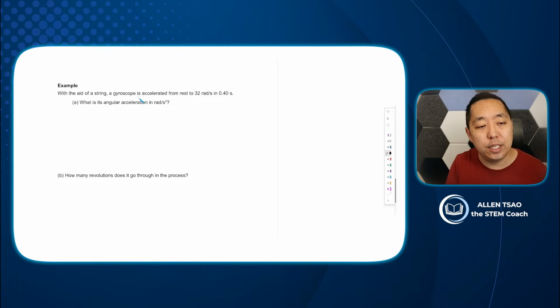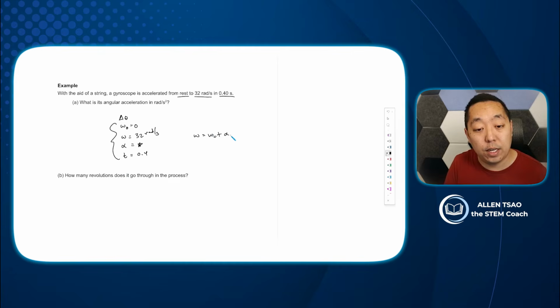With the pull of a string, a gyroscope is accelerated from rest to 32 radians per second in 0.4 seconds. What is its angular acceleration? So we're going to list out our 5 kinematic variables. We start at rest, we go to 32 radians per second, we want to know the angular acceleration, and the time is 0.4 seconds. So what kinematic equation relates those? It's going to be this kinematic equation.